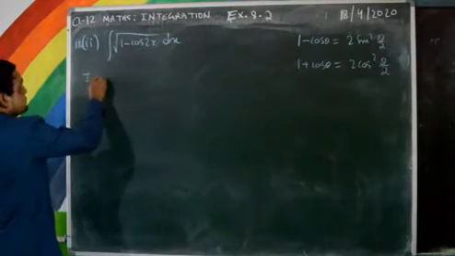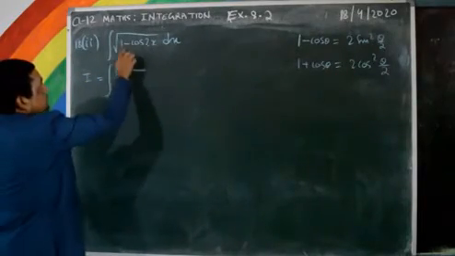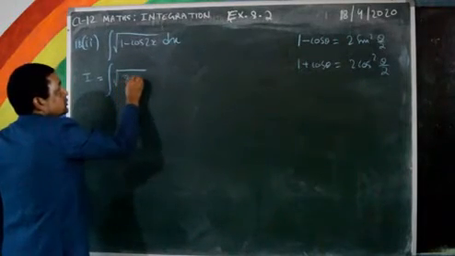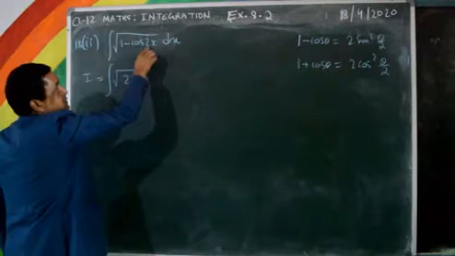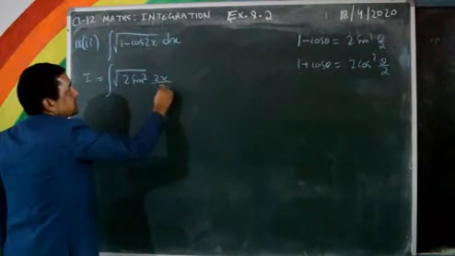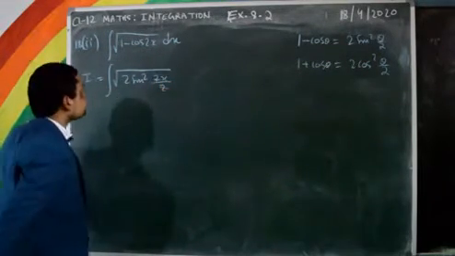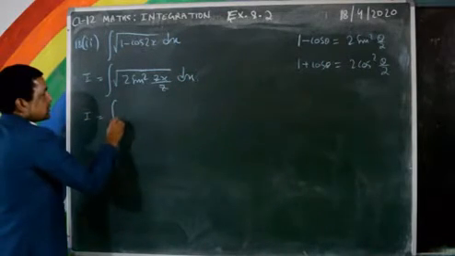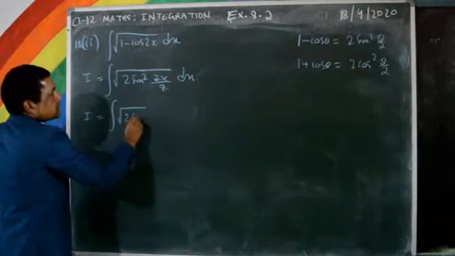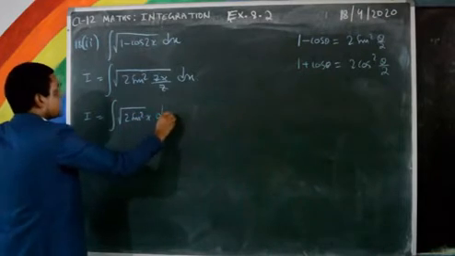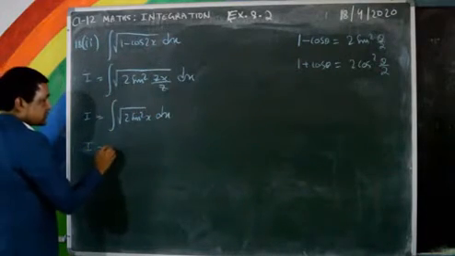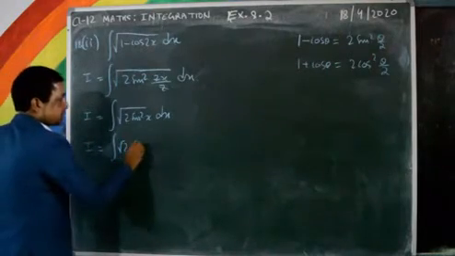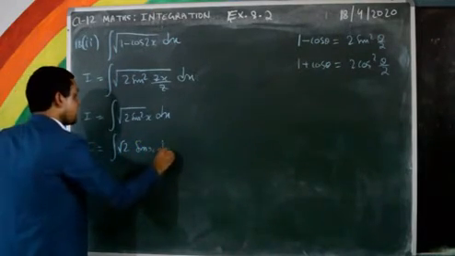Now I equals integration of root 1 minus cos 2x. In place of 1 minus cos 2x, we will write 2 sine square, and in place of theta we have 2x divided by 2. This 2 got cancelled. Then I equals integration of root 2 sine square x dx. The square root of 2 is root 2, and the square root of sine square is sine x, dx.